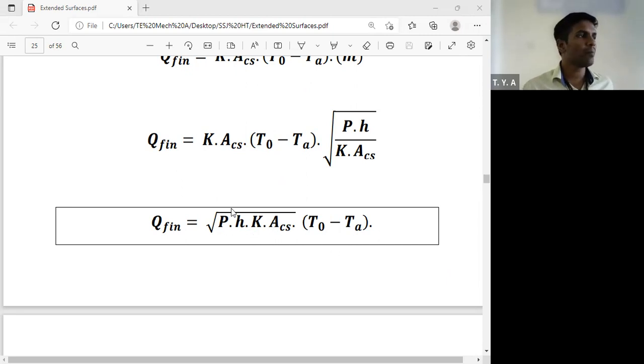So what is the meaning of P? P is nothing but perimeter. H is nothing but heat transfer coefficient. K is nothing but thermal conductivity of the fin. A CS is nothing but cross section area of the fin. T0 is nothing but temperature at the base of the fin, and TA is nothing but surrounding temperature. Okay, so by putting this value we can easily calculate the rate of heat transfer through the infinitely long fin.